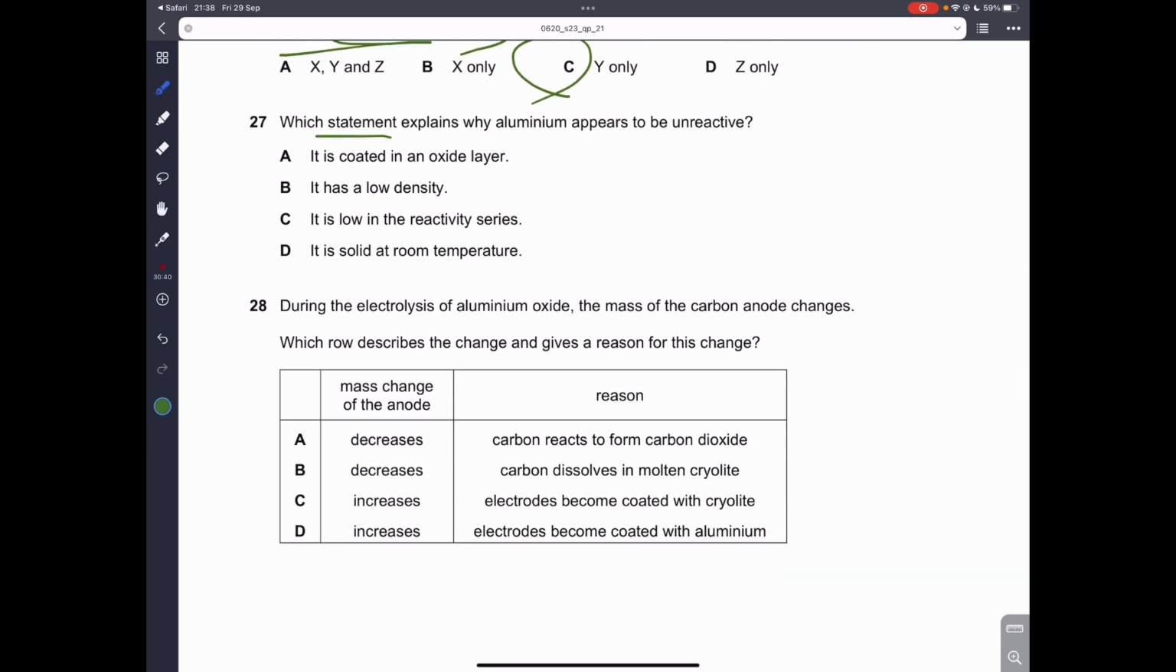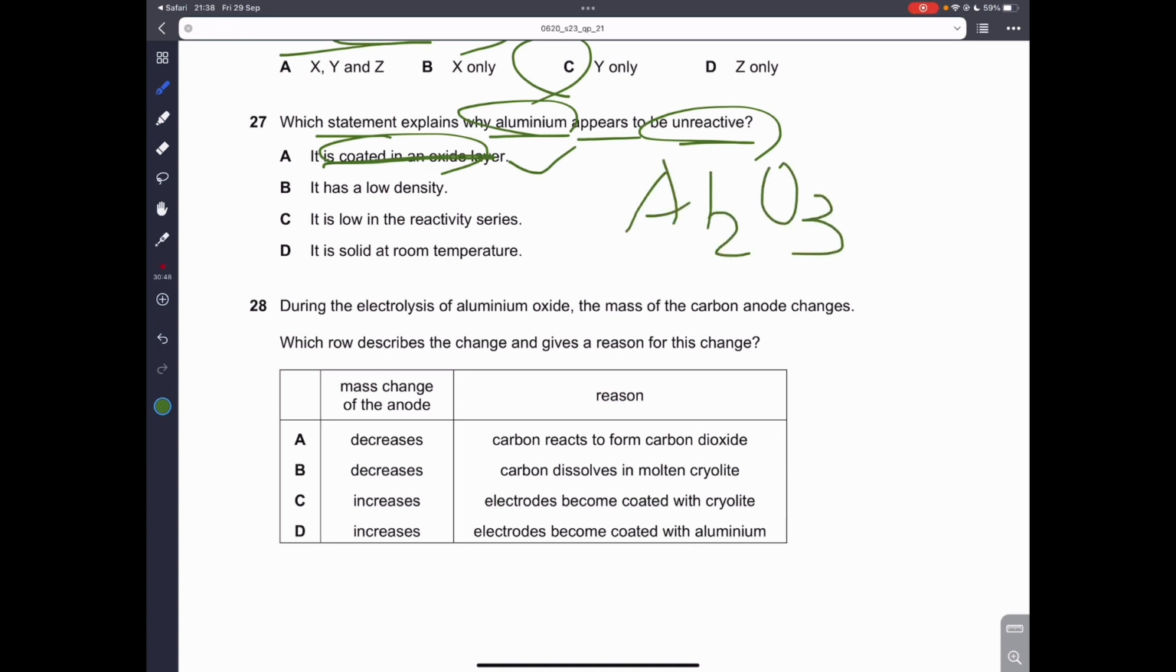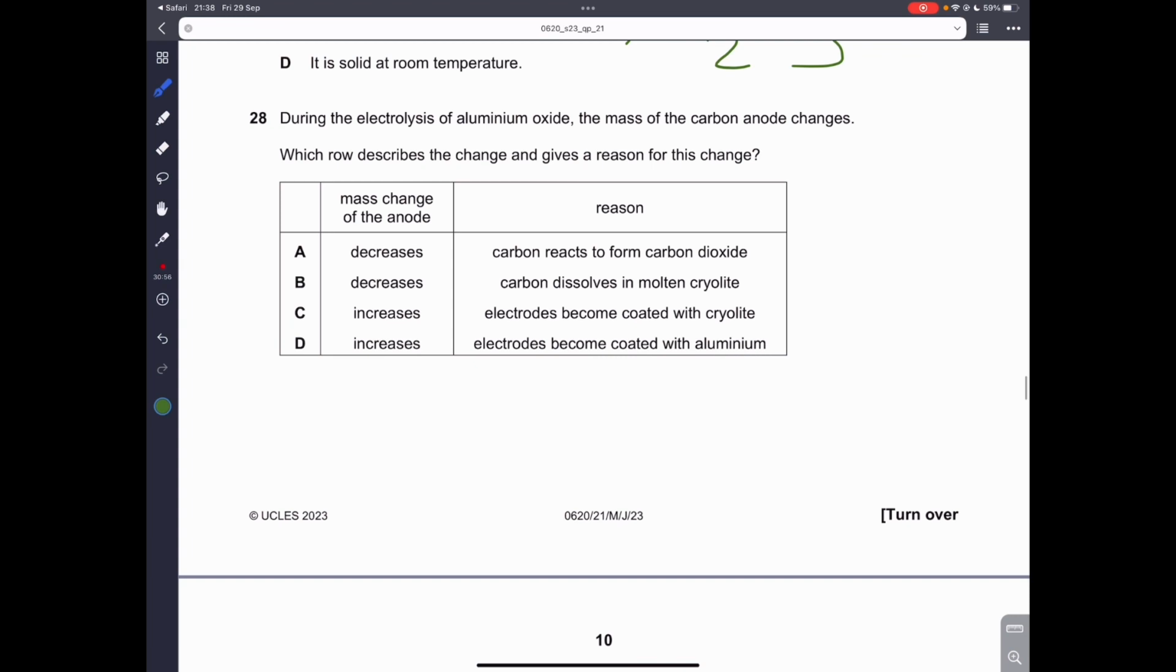Next, which statement explains why aluminum appears to be unreactive? This is because it is coated in an oxide layer, Al2O3. Aluminum is really reactive, so it reacts with the air around it. So this reaction with air will create a protective covering around it. So A is going to be the correct answer.